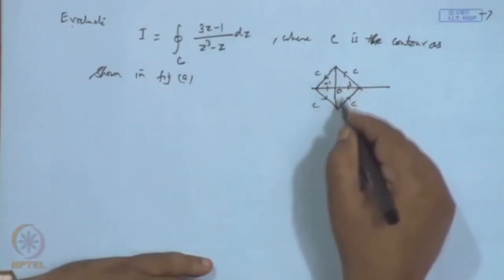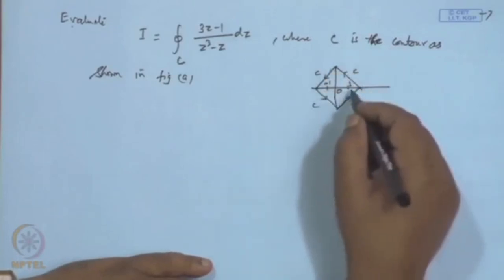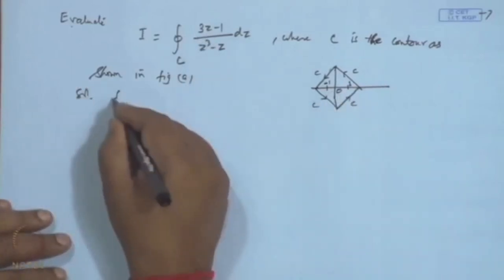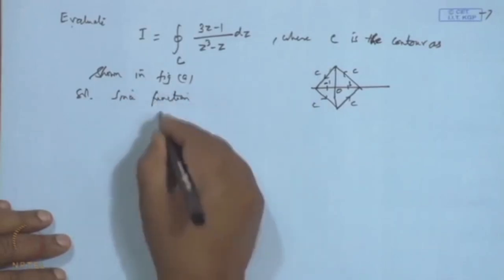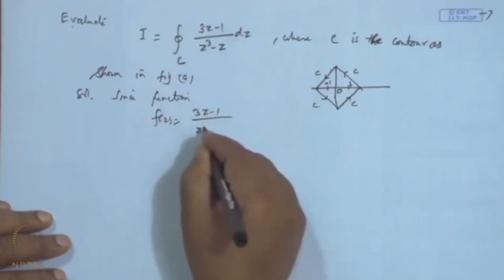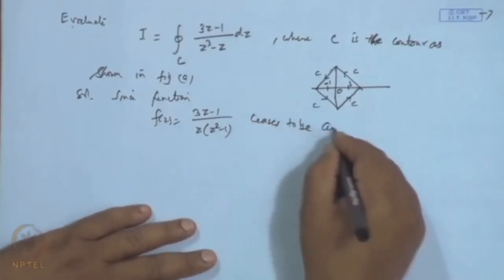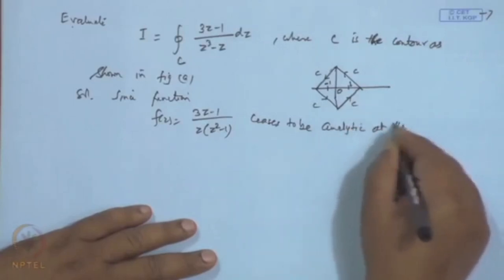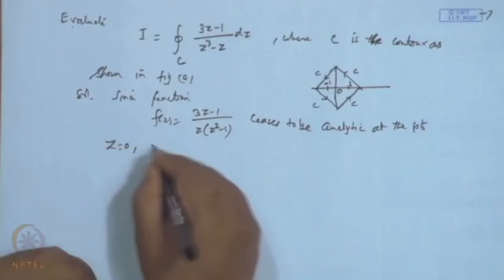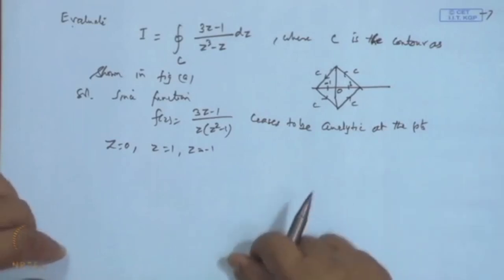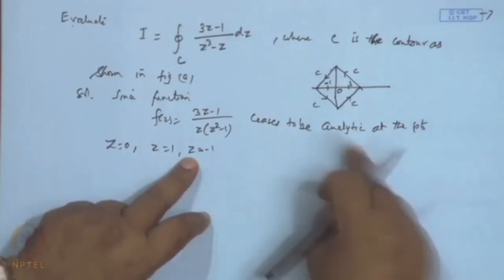Now, if I look at the domain inside this closed curve C, you see the function f is not analytic at these points, since the function f(z) = (3z - 1)/(z² - 1)z ceases to be analytic at z = 0, z = 1 and z = -1. So, these are the three points where it ceases to be analytic, meaning the function is not defined at these points because the denominator vanishes. So we have to remove these points because the function is not analytic.